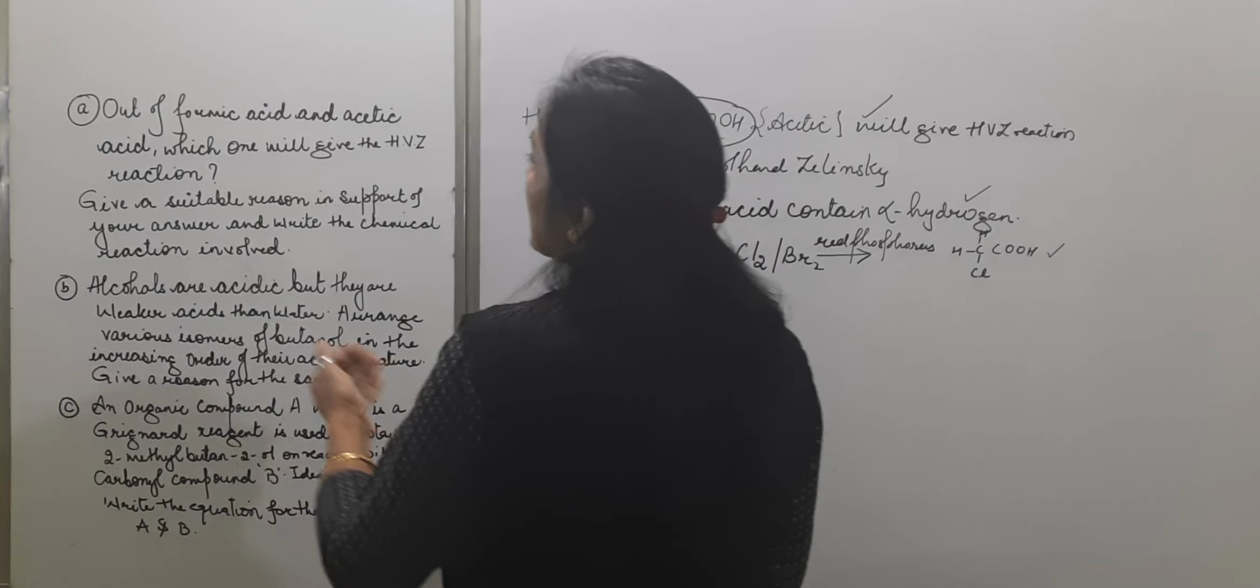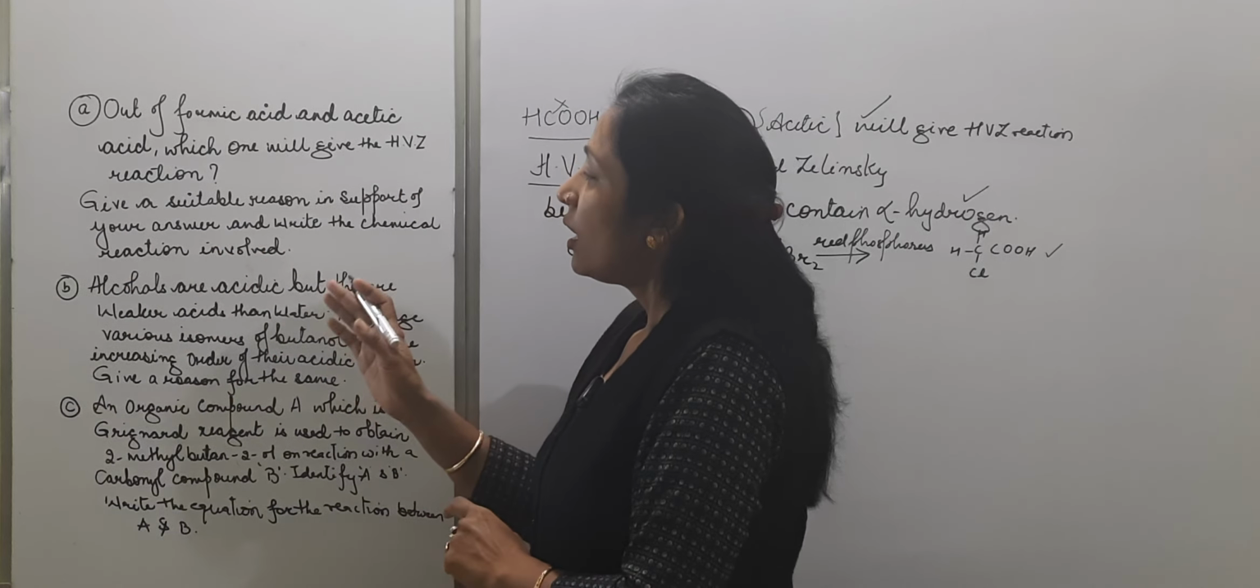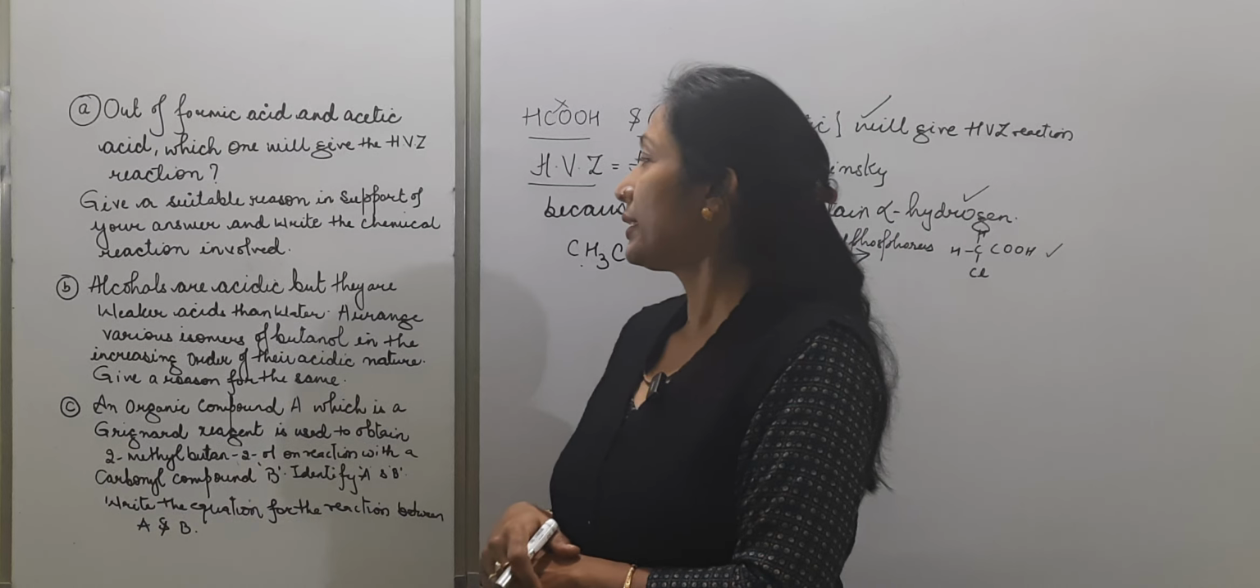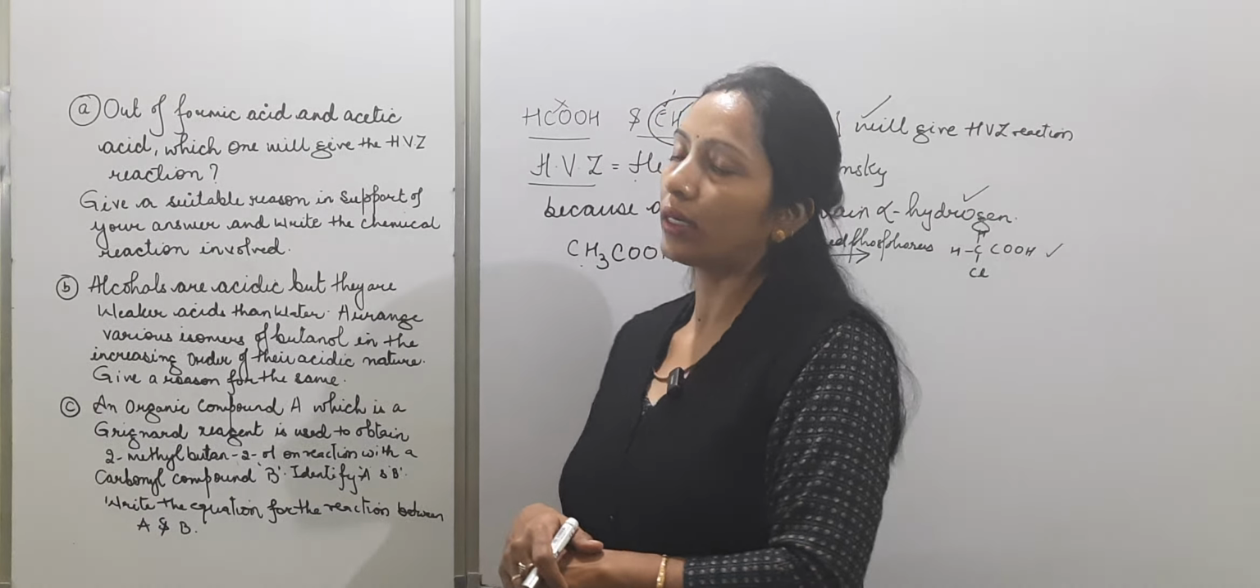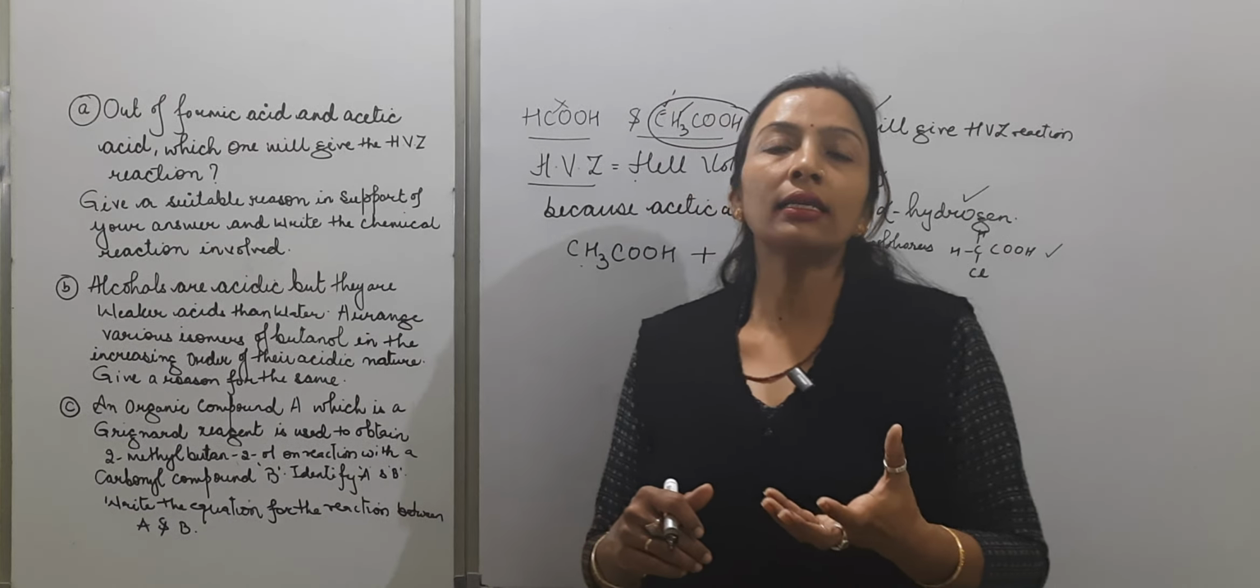Now the second question is that alcohols are acidic, but they are weaker acids than water. First of all, we call an organic compound acidic if it is giving hydrogen easily in its aqueous solution. Whenever there is an alcohol, an organic compound, giving the hydrogen, we are talking about the chapter alcohol, phenol and ethers, and here in this question they took the topic alcohol.